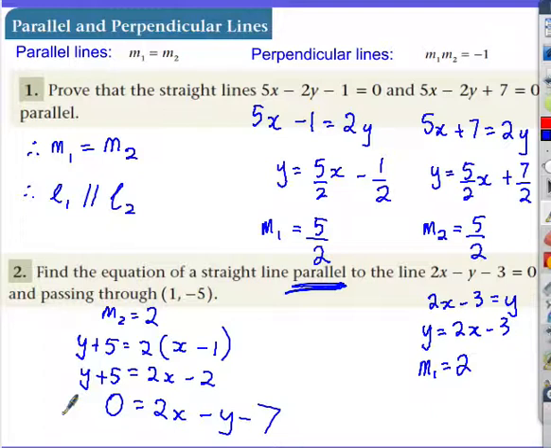Sorry, no. How did you find that m2 is 2? See, because it says they're parallel. Parallel lines have the same gradient. Any other questions?